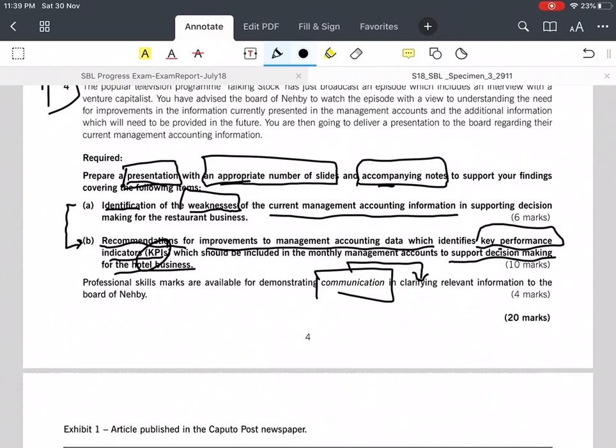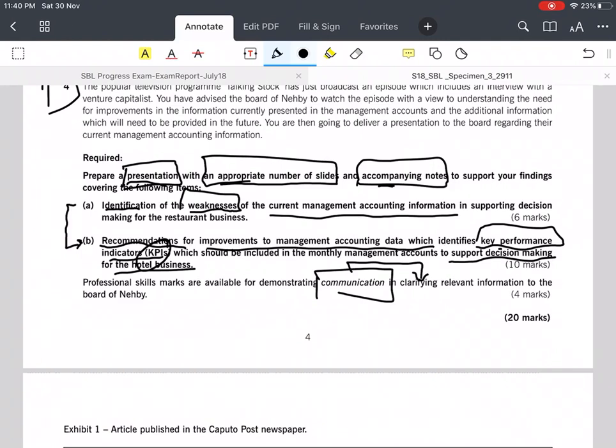So there are different key performance indicators, and you can come up with your own key performance indicators. If you have general knowledge of a restaurant or hotel business, you can come up with your own key performance indicators, which should make sense and which should enable the organization to gauge its performance, whether it's moving in the right direction or not. So you don't have to stick to 3 or 4 specific key performance indicators. You can come up with any key performance indicator that will help the organization to see whether it's heading in the right direction or not. So that was the specimen exam 3.